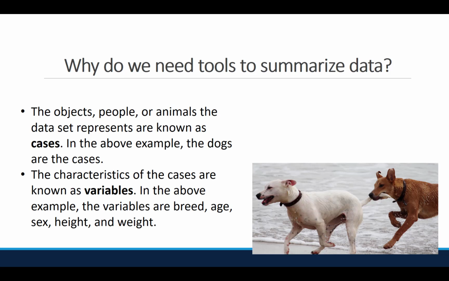Before describing a data set, we need a set of vocabulary to help us talk about the data set. Definitions. The objects, people, or animals the data set represents are known as cases. In the example, the dogs are the cases. The characteristics of the cases are known as variables. In the example, the variables are breed, age, sex, height, and weight. There are two ways we are going to classify variables.